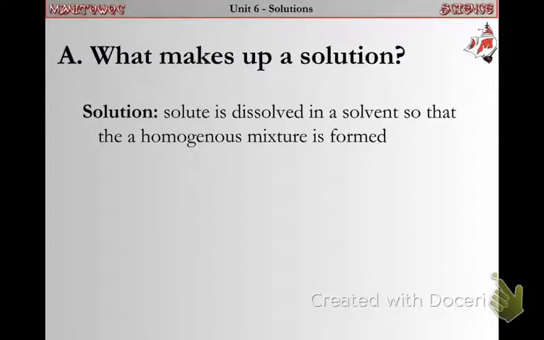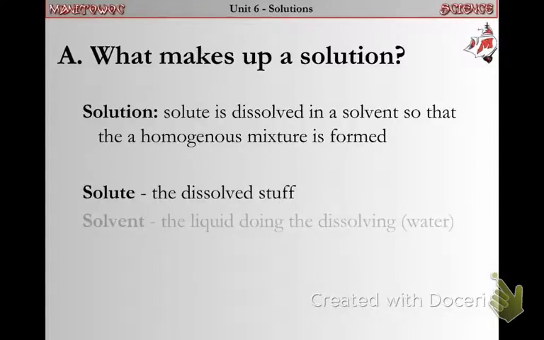The definition of a solution is a solute that's dissolved in a solvent so that a homogeneous mixture is formed. And so within that definition, there's some other terms that we should probably point out. So solute, that's the stuff that's dissolved. And the solvent is the liquid doing the dissolving. It doesn't have to be a liquid, but we're going to talk about liquid solutions for the most part. And so that's why solvent is defined as the liquid doing the dissolving.